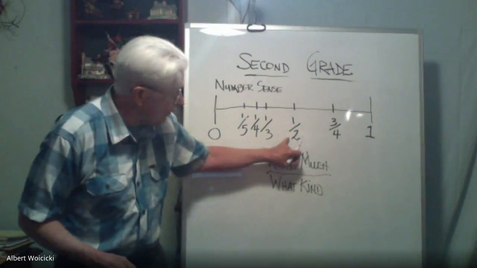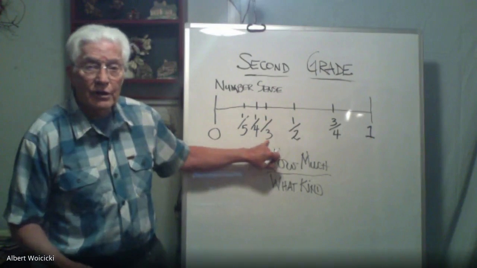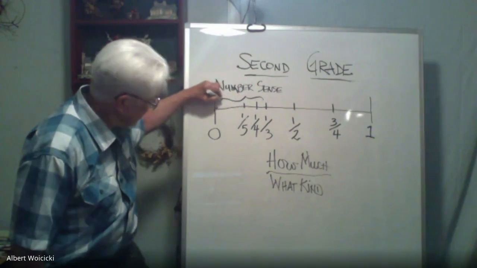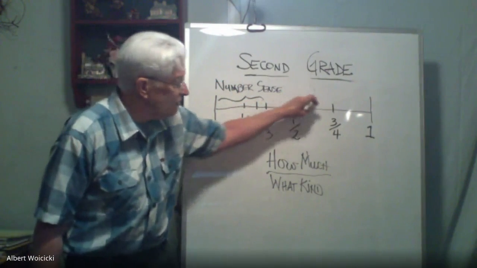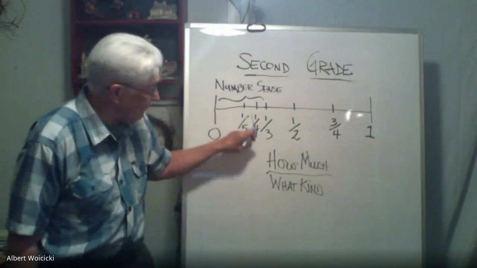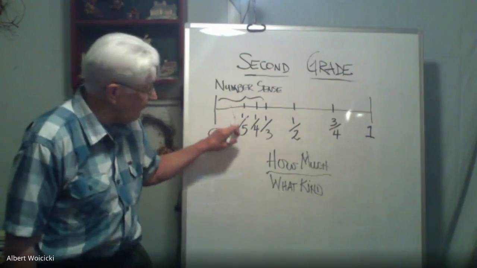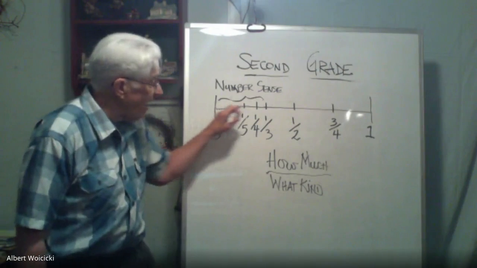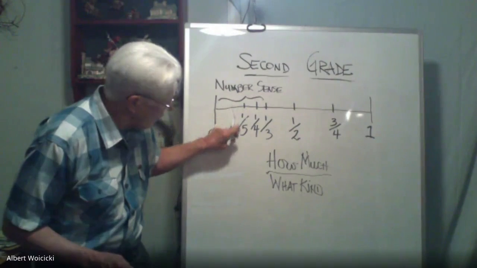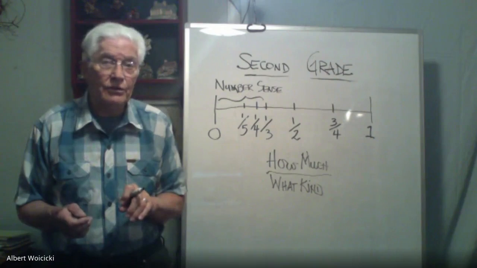How much over what kind? How much? 1/3. So that means from here to here, and if we have 3 of those, we're going to get to the number 1. If I have 1/4, that means 4 of those will get me to the number 1. Or 1/5, that means 5 of them will get me to the number 1. So 1 over 5 is the number 1 broken up into 5 parts.